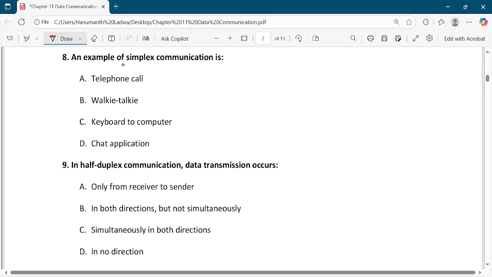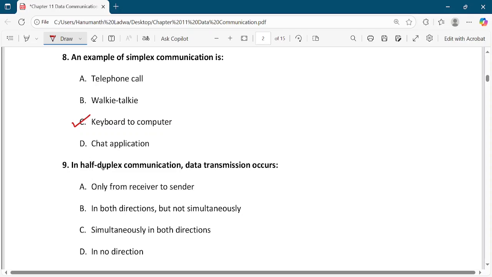Question number 8. An example of simplex communication is option A, telephone call. B, walkie-talkie. C, keyboard to computer. D, chat application. So here option C, keyboard to computer is the right answer. In a simplex communication, only one-way communication is possible. So here in telephone call, two-way communication, walkie-talkie, two-way communication, even in chat application also two-way communication is possible. So here in option C, keyboard to computer, from computer to keyboard, there will be no communication. Hence option C performs only simplex communication operation. Hence option C is the right answer.